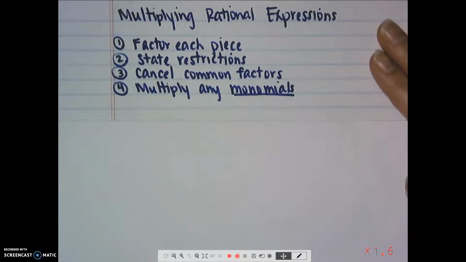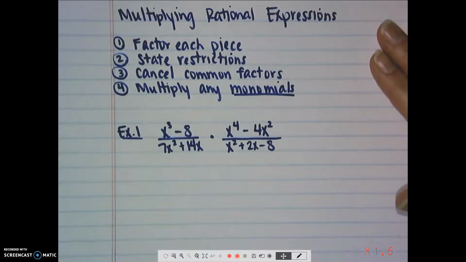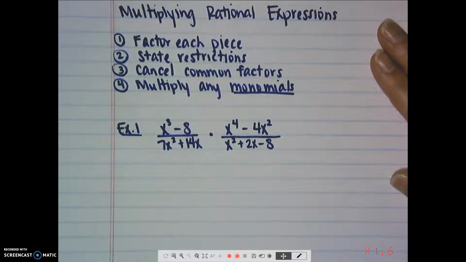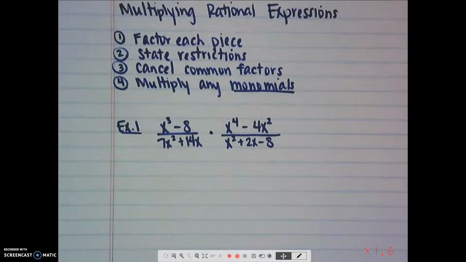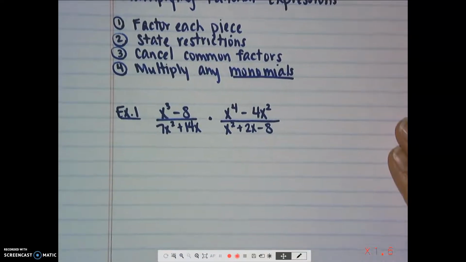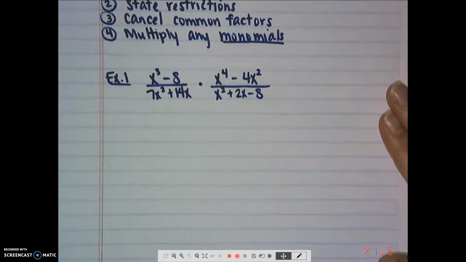Okay, so we're going to look at a couple of examples of this. Here's our first one. We have x to the third minus 8 divided by 7x squared plus 14x. We're going to multiply that by x to the fourth minus 4x squared divided by x squared plus 2x minus 8. Once we have this question, we're going to work on factoring each piece.